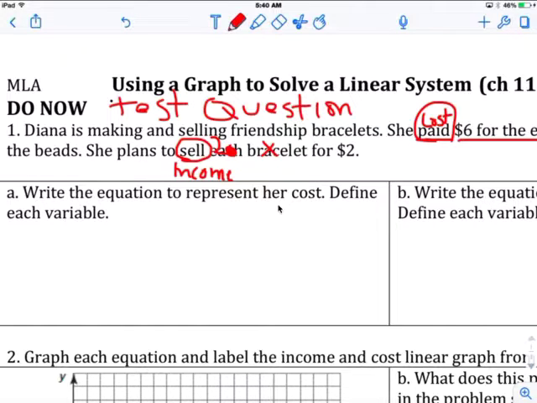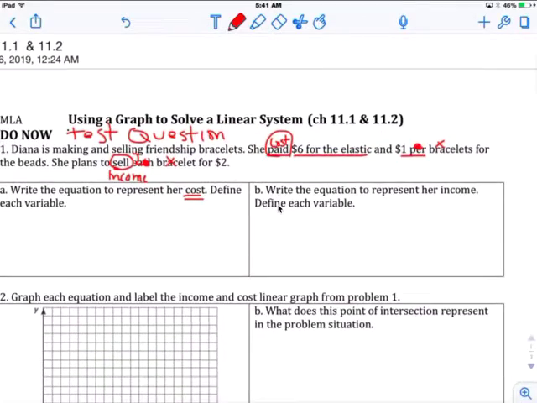Write an equation to represent her cost. Here's the cost right there. So an equation for cost. Y is cost. For the elastic, so 6 plus 1x. X represents the number of bracelets.